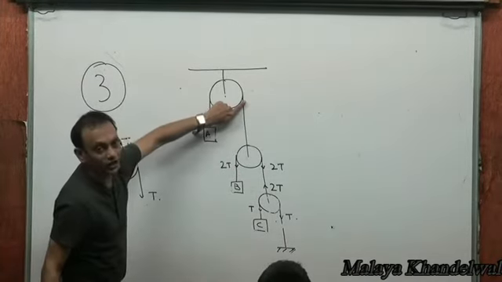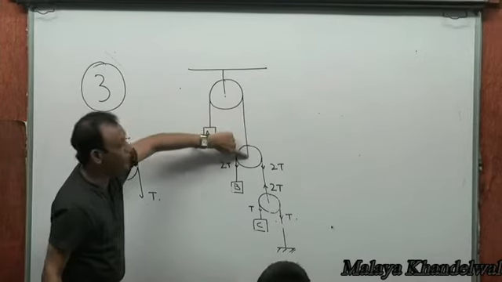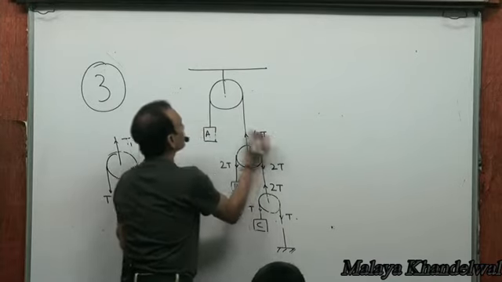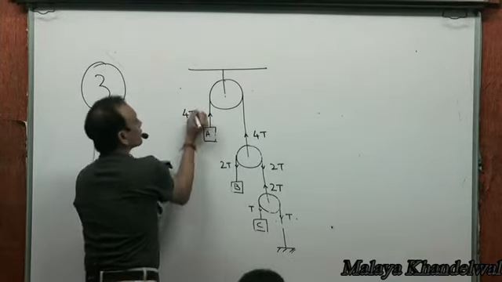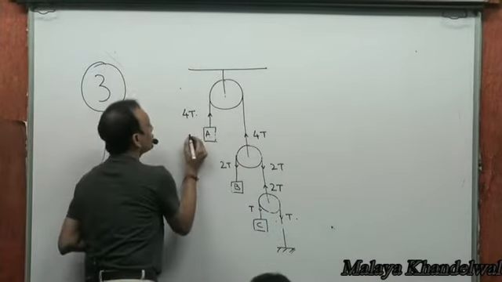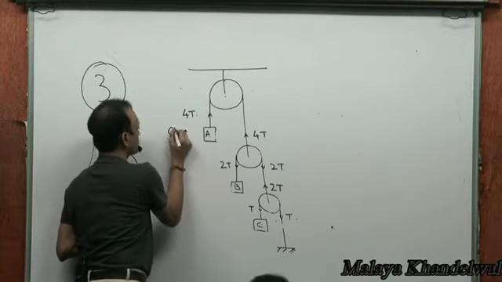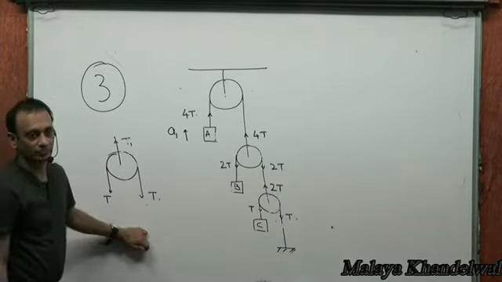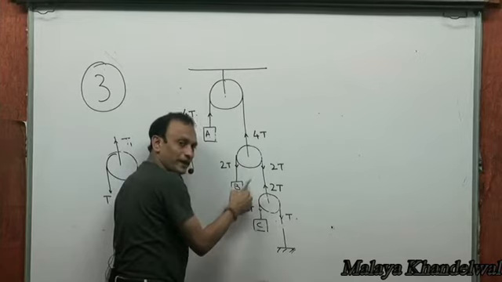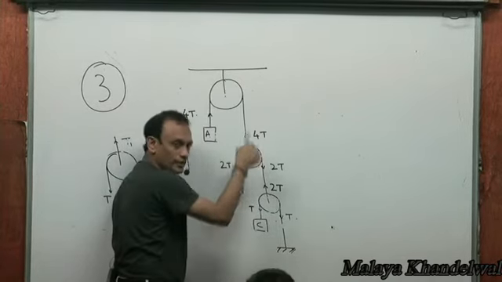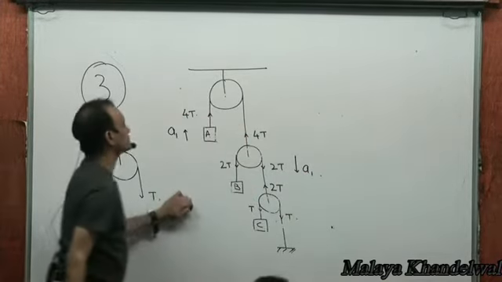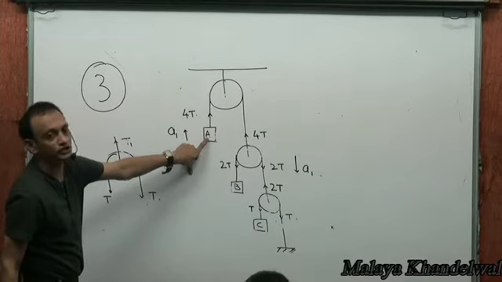What would then be the tension here? 4T. If you look at the free body diagram of this, the tension in this string is going to be 4T. Now, say A has an acceleration A1 upwards. Then if A moves up by an amount A1, then this end will move down by an amount A1. That means the acceleration of this pulley is going to be A1 downwards, right?